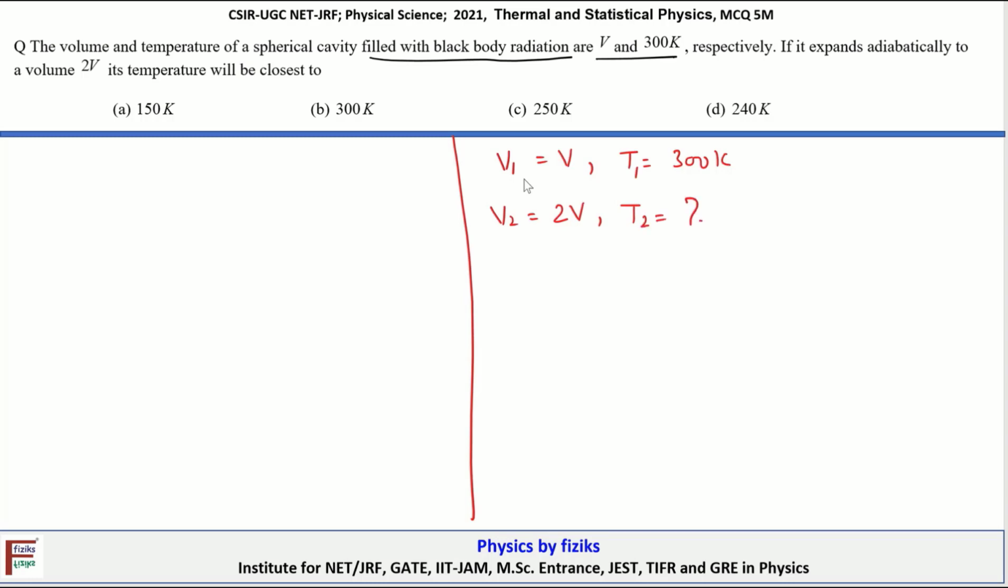So if you recall what you might have learned in the classes, for the adiabatic expansion of the cavity, it's basically a reversible adiabatic expansion, not only adiabatic but reversible adiabatic expansion of the cavity. Volume and temperature are related as V T cubed equals constant.